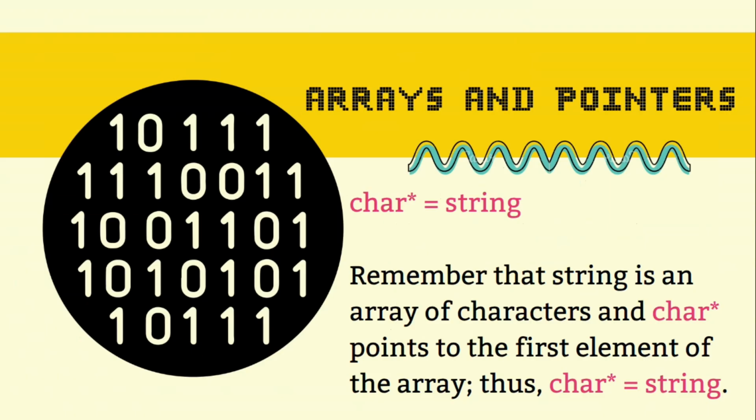Last but not least, char star equals to string, or char asterisk equals to string. Remember that a string is an array of characters, and char star points to the first element of the array. Thus, char * equals to string.